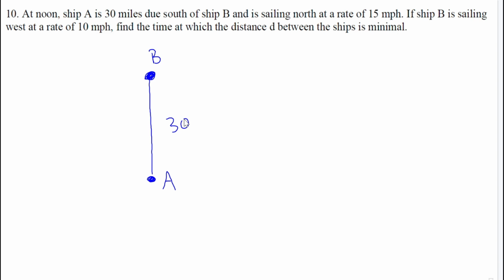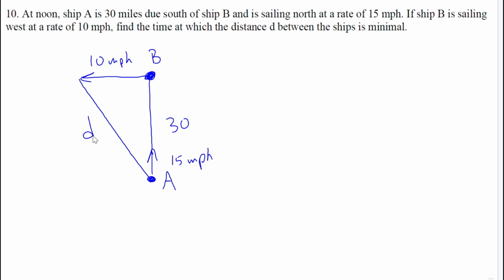And what we've got is ship A is sailing to the north, right, at 15 miles per hour. And we've got ship B sailing to the west at 10 miles per hour. And so we want to know when the distance between the ships is at a minimum. So when is that distance at a minimum? Well, that's just going to be the distance formula again, right, or the Pythagorean theorem.